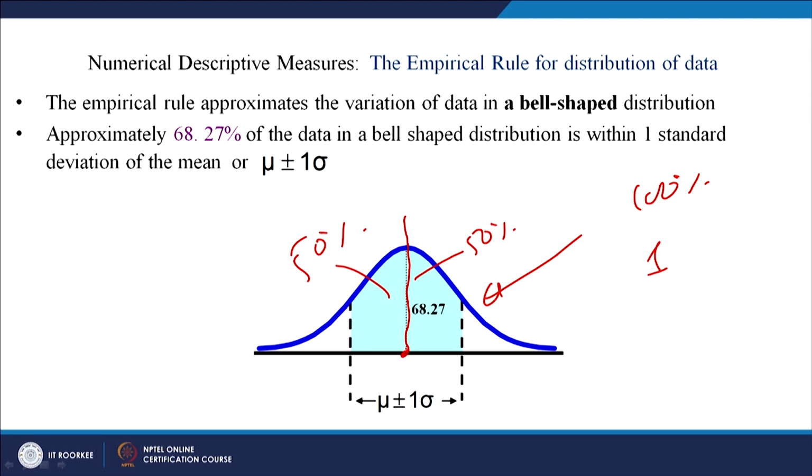Now, this is your population mean, which you denote by mu, and this is your standard deviation sigma. So, we will say that approximately 68.27% of the data in a bell shaped distribution falls within one standard deviation, plus minus one standard deviation. So, this is plus minus one standard deviation. Now, if I ask you a question, what is this area from the mean to 1 sigma towards the left? How would you find it out? Just think for a while.